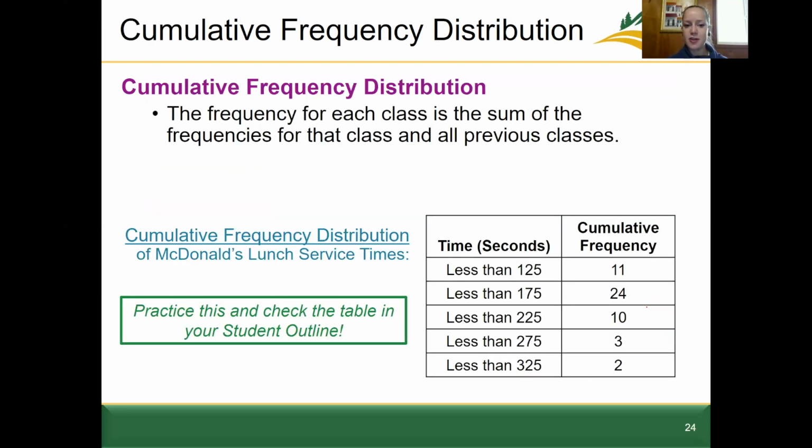Okay, so next up we have a cumulative frequency distribution. This is when the frequency for each class is the sum of the frequencies for that class and all the previous classes. Okay, so what do I mean by that? If we have 11, then that's the sum for this one class. If now we're looking at 24, we would take this value plus 11 to get the next cumulative frequency. And I want you to practice this and then check your answers, which are provided in the student outline document. If we were looking at this category, we would take 10 plus 24 plus 11 to get the next cumulative frequency. Okay, so definitely practice this on your own and check your answers in that student outline document.